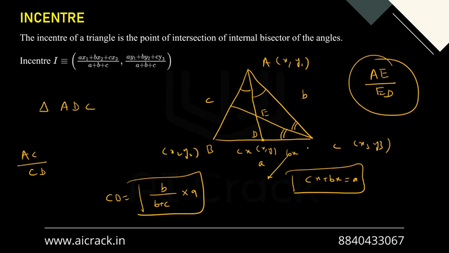Now we know the length DC with the help of simple ratio and proportion. We know the length of CD, and we also know the length of AC, that is B. So basically we know the ratio AC divided by CD. And since we know the ratio of AC is to DC, we also know the ratio of AE is to ED, because of the angle bisector theorem. Now we know this ratio, and we know the coordinates of A, we know the coordinates of D. So basically we can find out the coordinates of E. So it's a little complicated process, but it's very conceptual to understand, right? So you have to remember this formula as well.